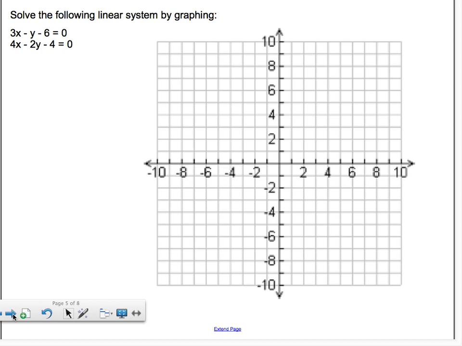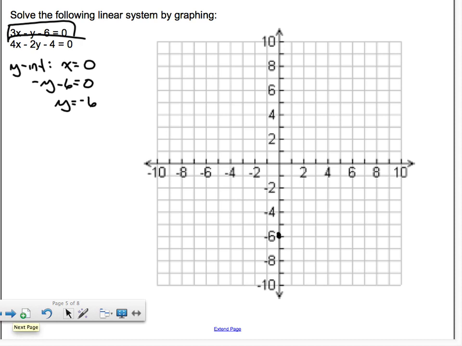The other way that we learned to graph was through the intercepts. So looking at this, my y-intercept, in other words, when x equals 0, I have minus y minus 6 is equal to 0. So y is equal to negative 6.